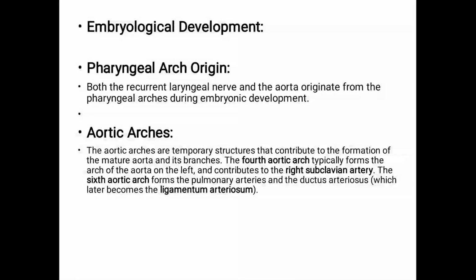Embryological development. Pharyngeal arch origin: both the recurrent laryngeal nerve and the aorta originate from the pharyngeal arches during embryonic development. Aortic arches: the aortic arches are temporary structures that contribute to the formation of the mature aorta and its branches. The fourth aortic arch typically forms the arch of the aorta on the left and contributes to the right subclavian artery. The sixth aortic arch forms the pulmonary artery and the ductus arteriosus, which later becomes the ligamentum arteriosum.